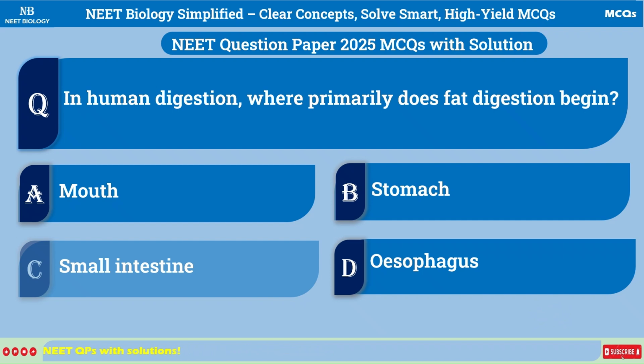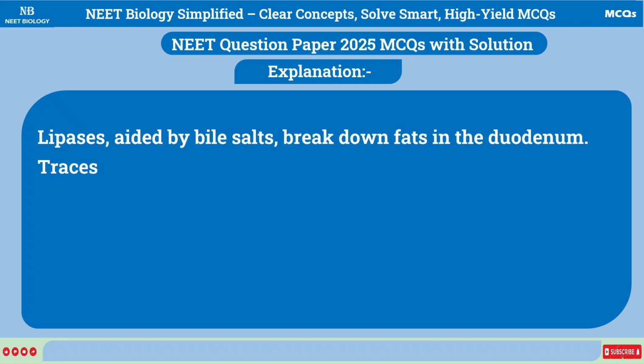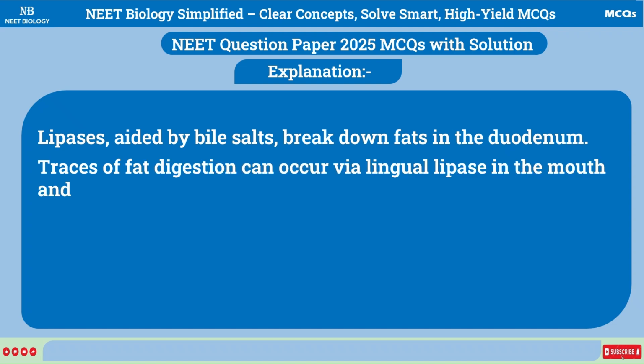Correct answer is C. Small intestine. Explanation: Lipases, aided by bile salts, break down fats in the duodenum. Traces of fat digestion can occur via lingual lipase in the mouth and stomach, but the small intestine is the main site.